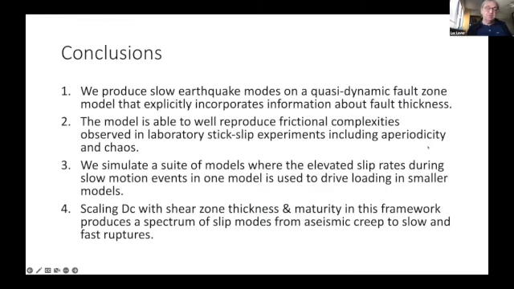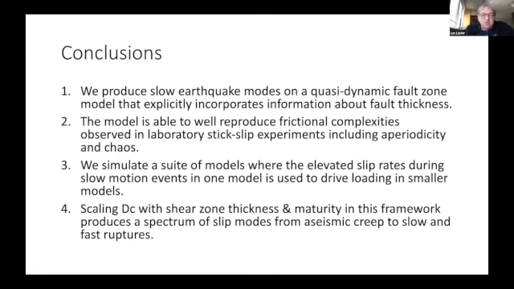So in conclusion for this part, we produce slow earthquake modes on a quasi-dynamic fault zone model that explicitly incorporates information about fault thickness. So we're successful at that, okay. The other part is that the model is able to reproduce well the frictional complexities observed in laboratory stick-slip experiments, including aperiodicity and chaos, which I think is the biggest deal here. I don't spend a lot of time on it, but it's surprising that this simple physics model is able to give us this kind of behavior.